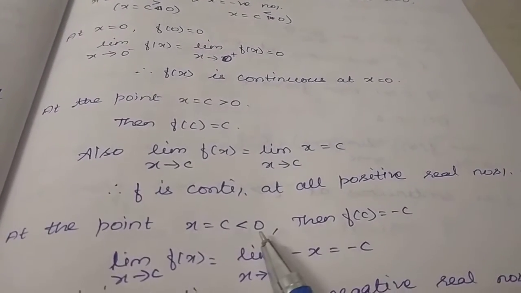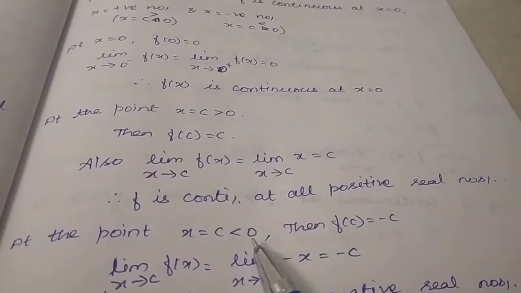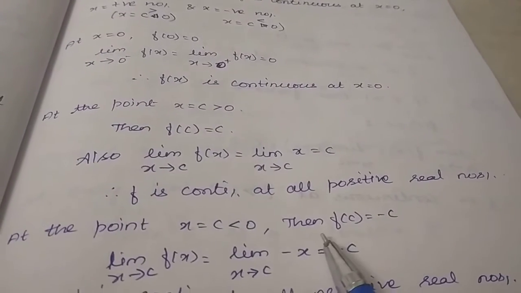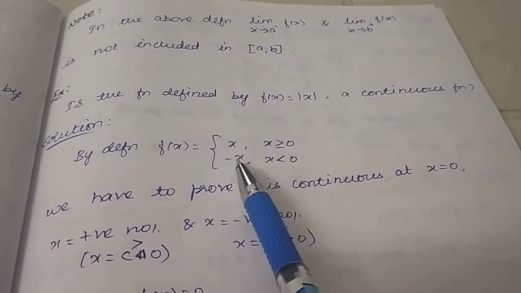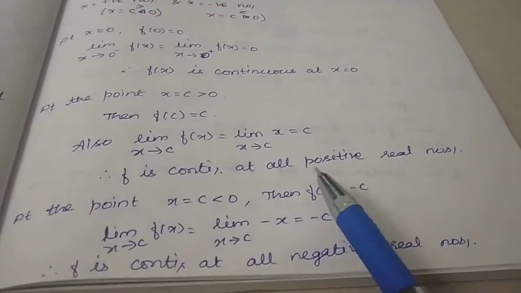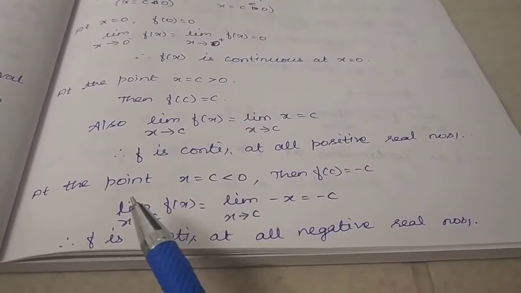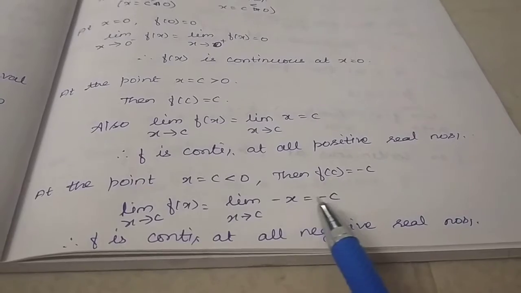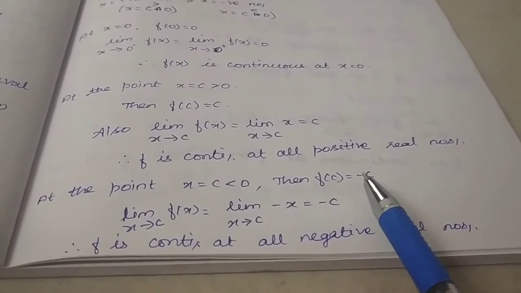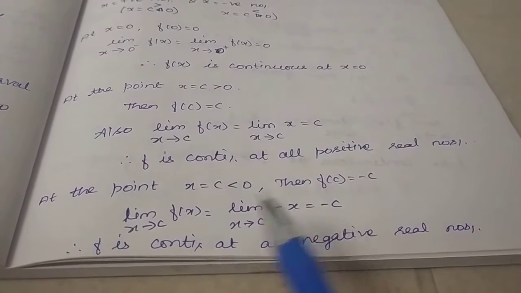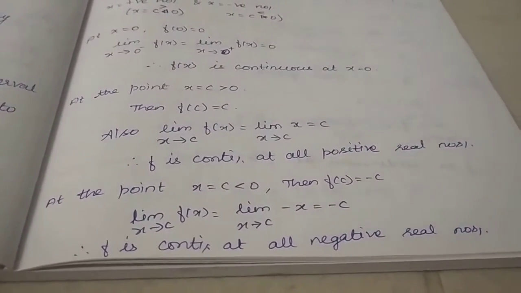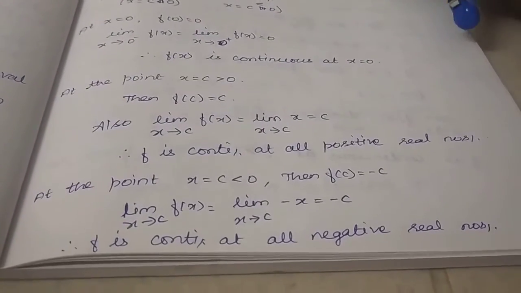Similarly, if you consider a negative real number, then f of c value, here if it is a negative number, we are having minus x. So here it is minus c. Similarly, taking limit x tending to c of f of x, we will be getting the answer as minus c. Here these two values are equal. So we can say f is continuous at all negative real numbers.